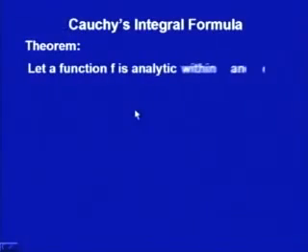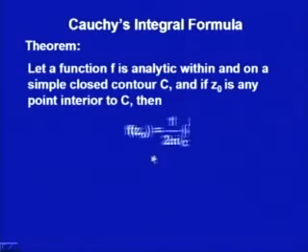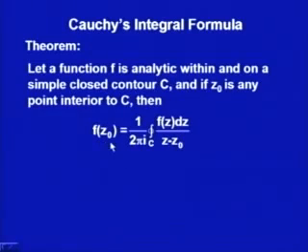So, the Cauchy integral formula. I am writing it in the form of a theorem. Let a function f be analytic within and on a simple closed contour C, and if z naught is any point interior to C, then f of z naught is 1 upon 2 pi I times the integral along the closed contour C of f z upon z minus z naught dz.